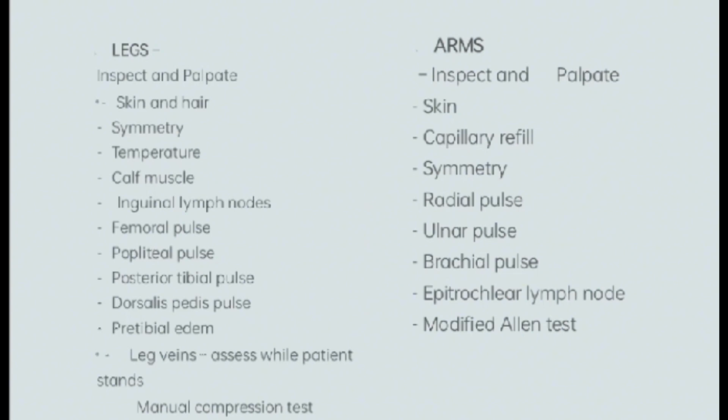And then next, we have to palpate the radial pulse, the ulnar pulse, and also the brachial pulse. So you have to take note if there's a weak pulse or bounding pulses.